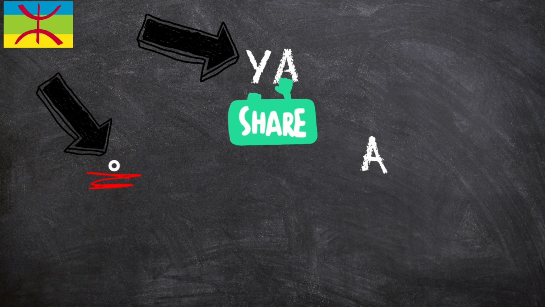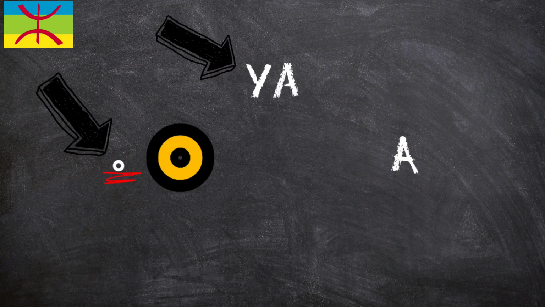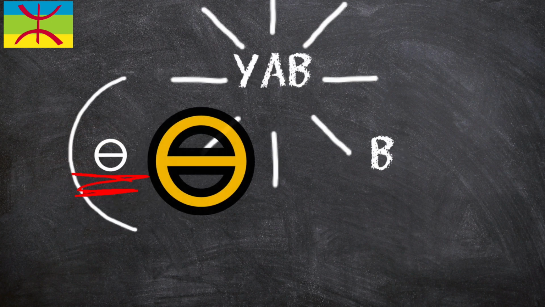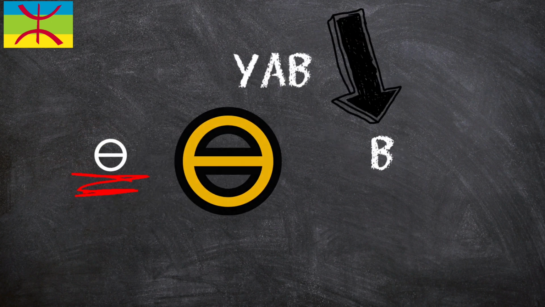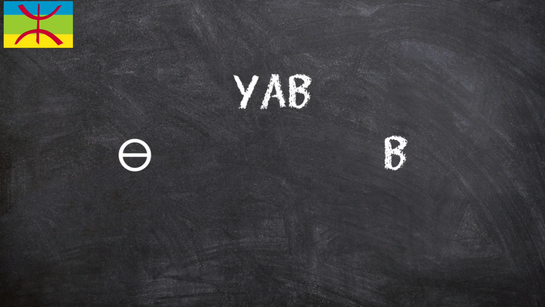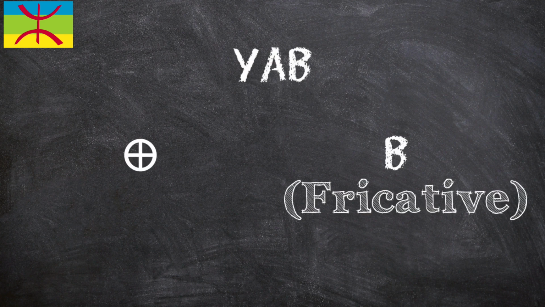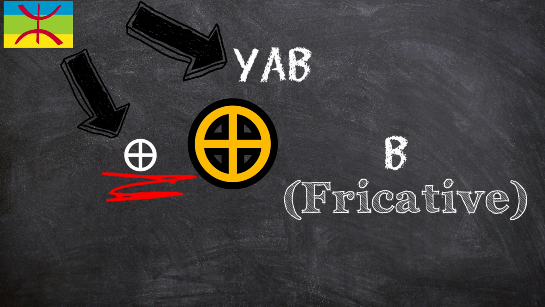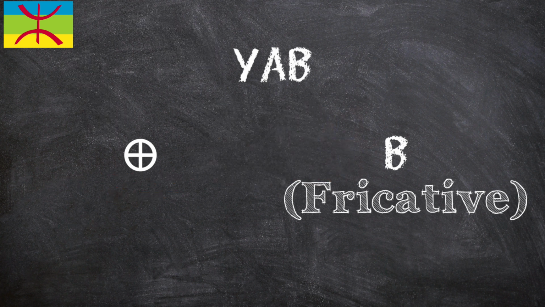Ya, A, ya. So everything begins with ya. Yab, B, yab. Fricative means that you are slightly changing the sound of the words that you're saying. Like yob, yob. Notice that the previous B was yeb, yeb. The B is not changed.